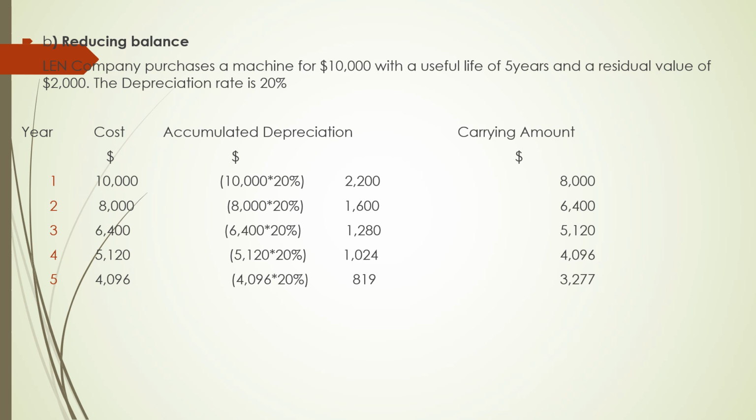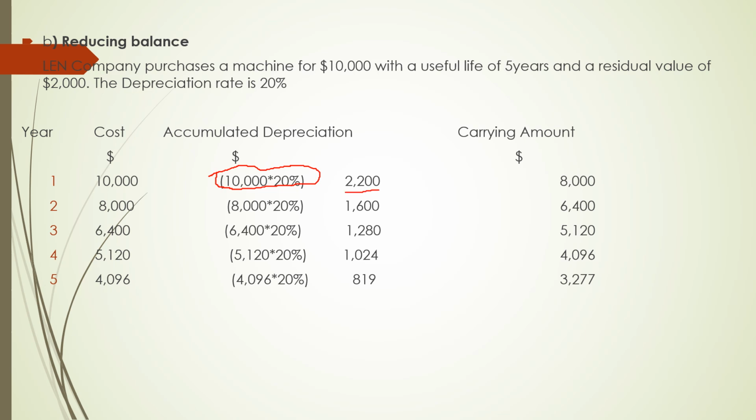So we continue with our question now. It says that Linen Company purchased a machine for $10,000 with a useful life of 5 years and a residual value of $2,000. The depreciation rate is 20%. So we've been introduced to something new, and that is the depreciation rate that has been given to us. For year 1, we know that the item had a cost of 10,000. To ascertain our depreciation, we will multiply the 10,000 by the rate of depreciation, giving us 2,200.